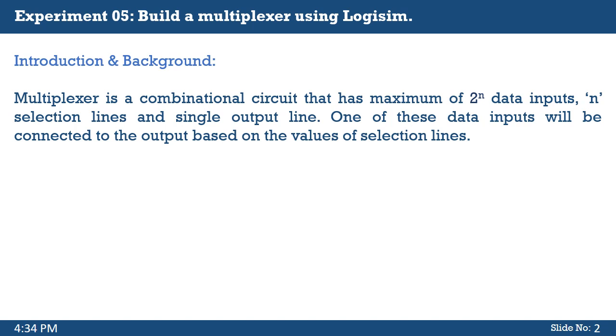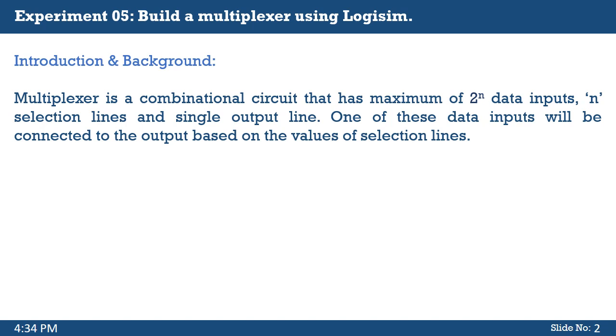Okay, now since there are n selection lines, there will be 2 to the power n possible combinations of zeros and ones. So each combination will select only one data input. In short, we can say multiplexer as MUX. MUX is designed to switch one of several input lines through a single common output line by the application of a control signal.